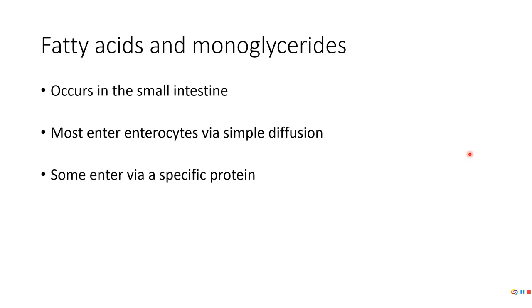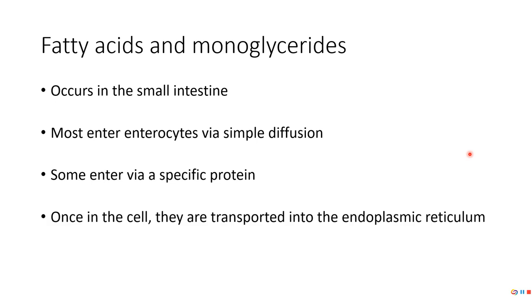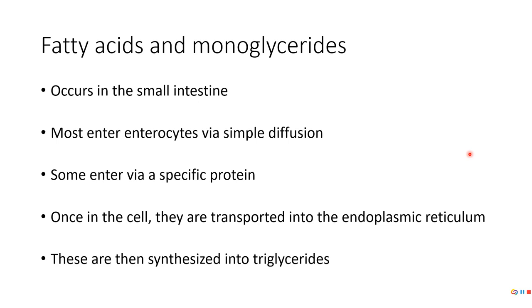Once they get into the cell, they're transported to the endoplasmic reticulum, and from there we turn them into triglycerides. And triglycerides are the basic unit that we use to create ATP from fat, but we don't talk about that in this class. Next, we have vitamins.